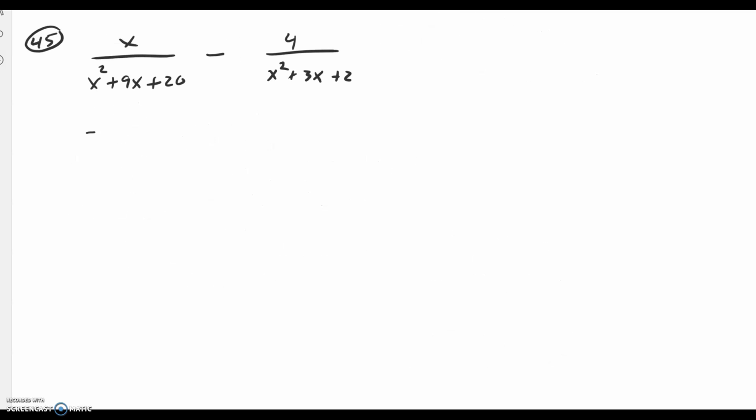Again, in order to get common denominators efficiently, it's a good idea to factor the original denominators first if you can. So I factored the x squared plus 9x plus 20, and then I'm going to factor the x squared plus 3x plus 2.